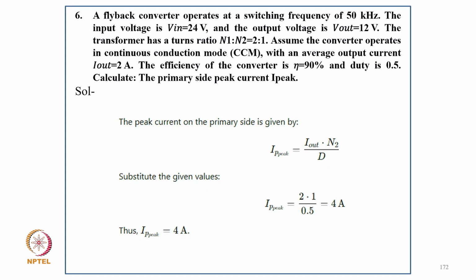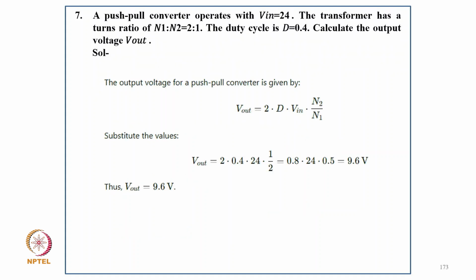Now coming to problem 6: a flyback converter operates at a switching frequency of 50 kHz, input voltage 24, output voltage 12 volt, and turns ratio 2 to 1, and operates in CCM with the average efficiency. So here we calculate the peak current of the primary side: I peak equal to I out upon N2 upon N1 upon D. So substituting values, I peak equal to 2 into 2 upon 1, and I peak is 4 ampere.